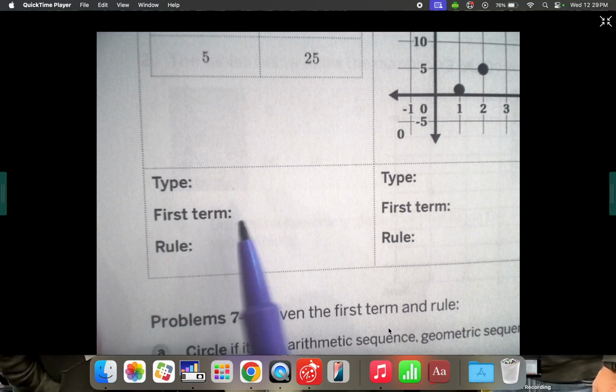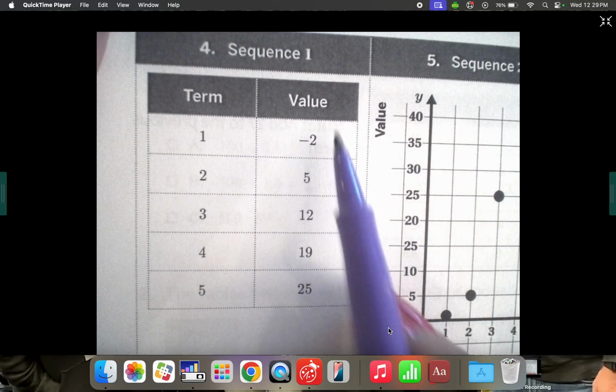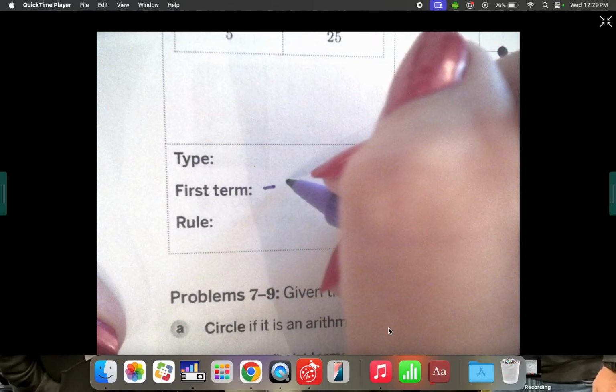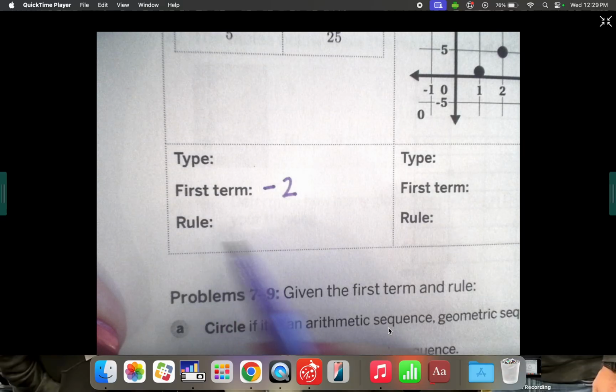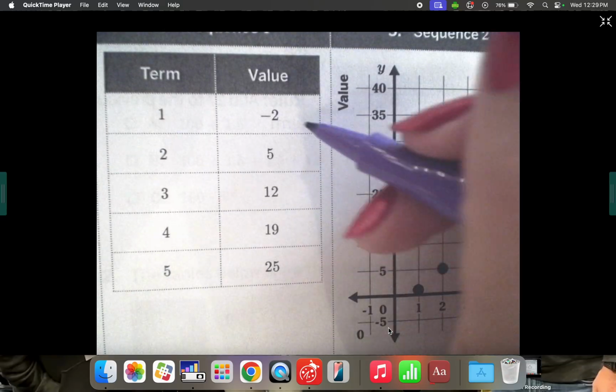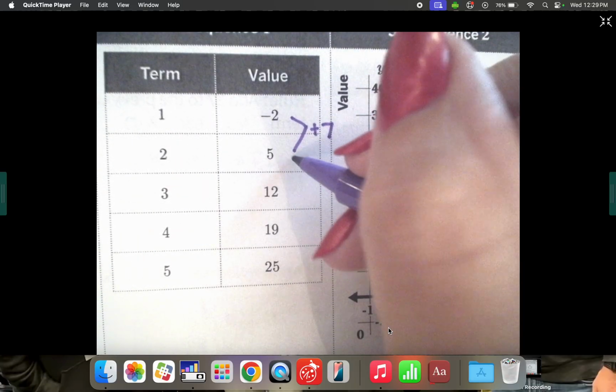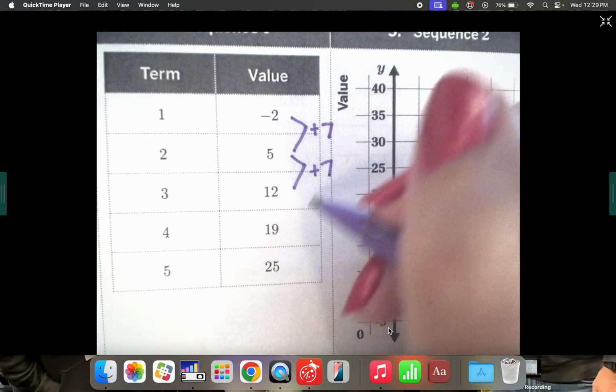What is the first term? Actually, that's going to be easier. So let's go ahead and write what the first term is. The first term is -2. So our first term is -2. And then we're going to write what the rule is. So let's figure it out. From -2 to 5, they added 7. From 5 to 12, they also added 7.